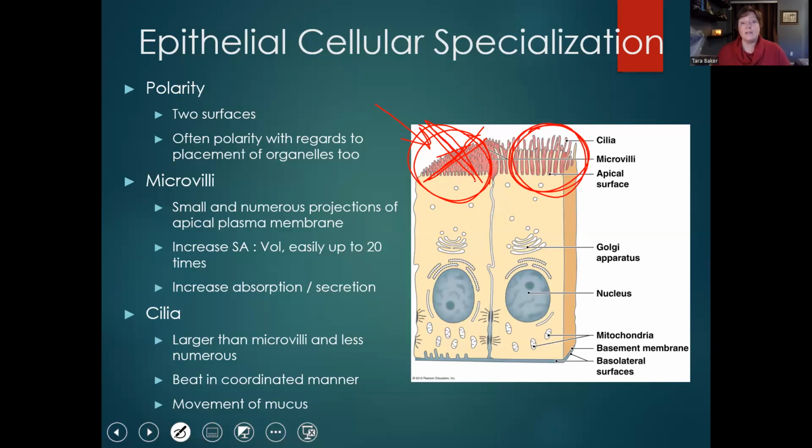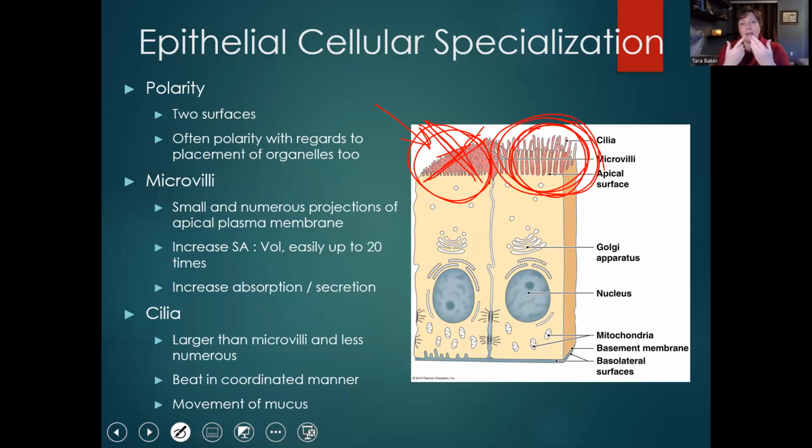Okay, so the microvilli, their main job is absorption by increasing surface area. The other specialization that we see on these simple columnar cells are the cilia. Cilia are a brush border, basically hairs sticking out of the apical surface, and they work together to move things across the surface of the cells. So they wave and move things across the surface of the cells.